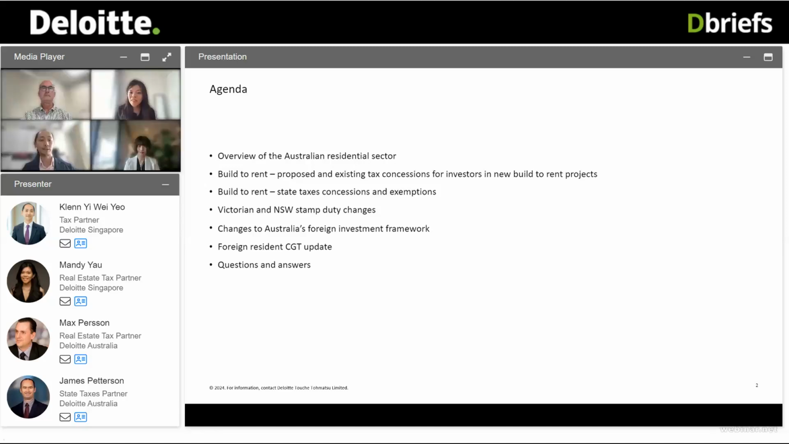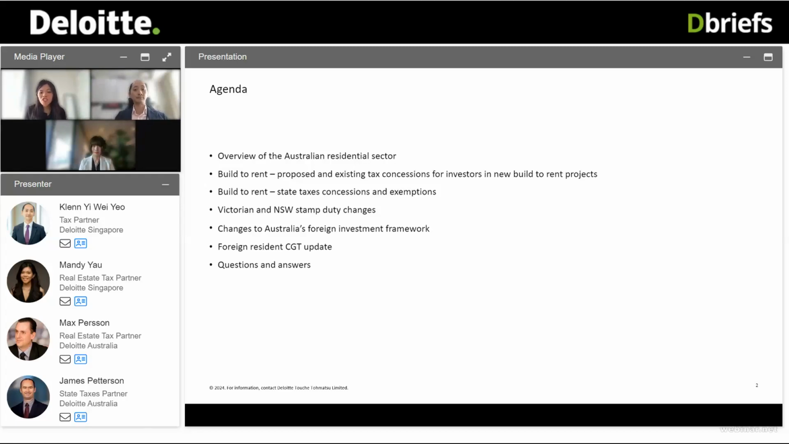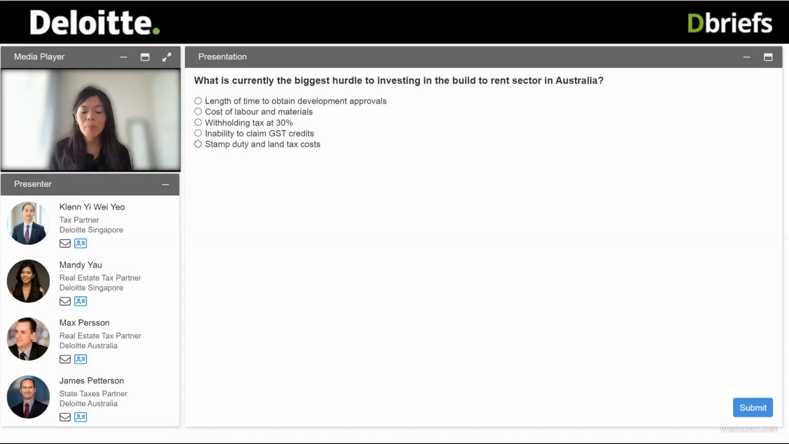We are going to kick off with a quick polling question. What is currently the biggest hurdle that you see in investing in the build-to-rent sector in Australia? The options you can choose from are: length of time to obtain development approvals; cost of labour and materials; withholding tax at 30%; inability to claim GST credits; or stamp duty and land tax costs. Feel free to pick your choice out of the options.